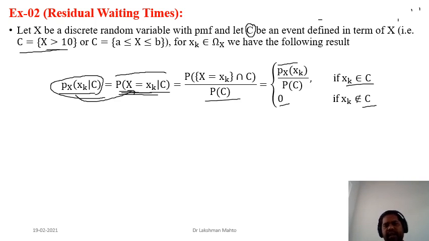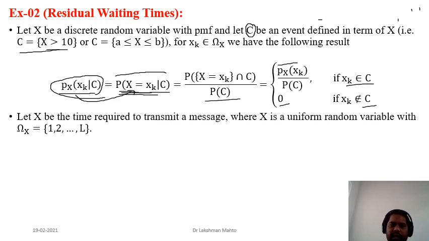This is an interesting approach to define conditional probability mass function, where C may be anything, not just an event; it may be defined in terms of a random variable. I am taking one example. Consider X to be the time required to transmit a message, where X is a uniform random variable with this range. Uniform means that when you roll a dice, getting 1 is 1 by 6, getting 2 is 1 by 6, getting 3 is 1 by 6. All outcomes are equally likely.